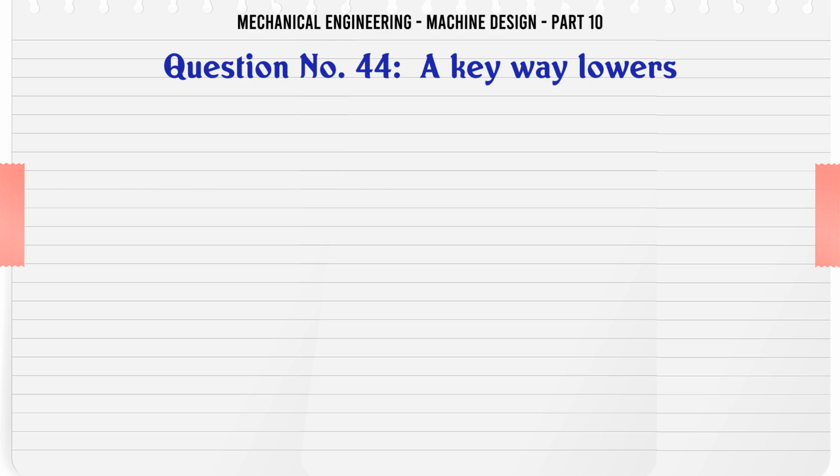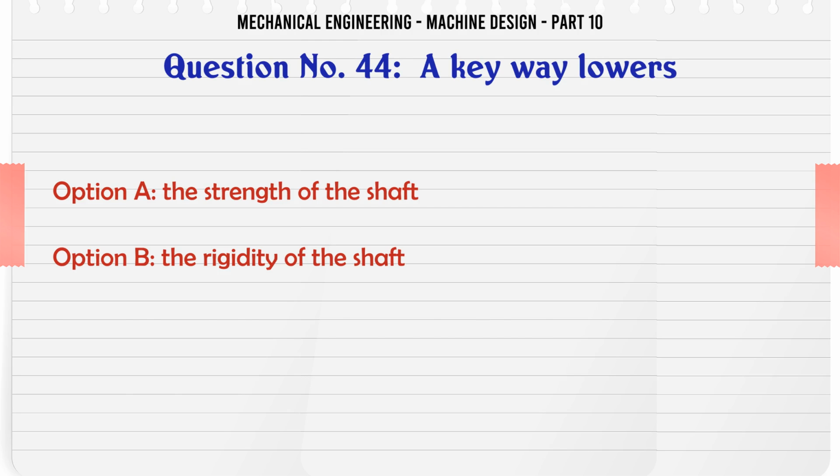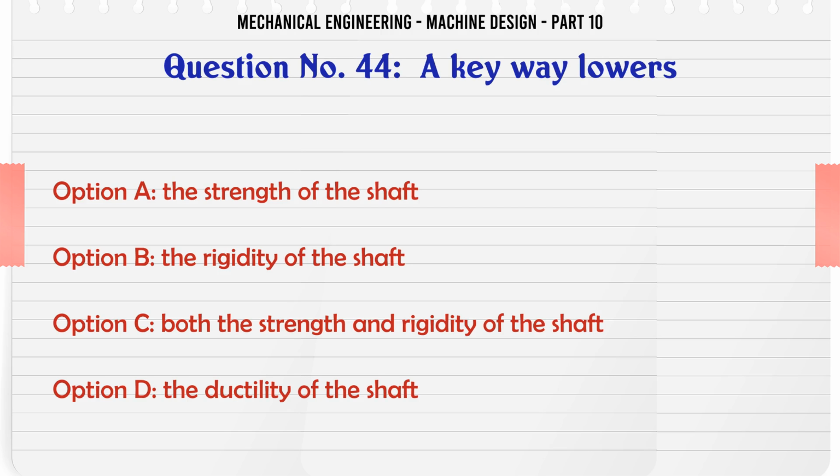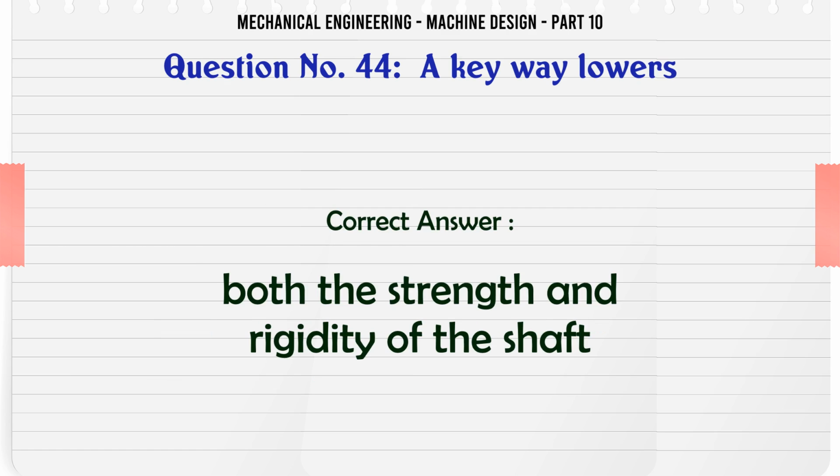A keyway lowers A, the strength of the shaft; B, the rigidity of the shaft; C, both the strength and rigidity of the shaft; D, the ductility of the shaft. The correct answer is both the strength and rigidity of the shaft.